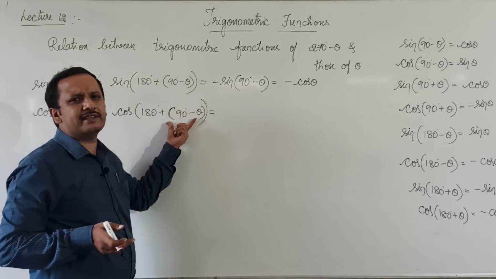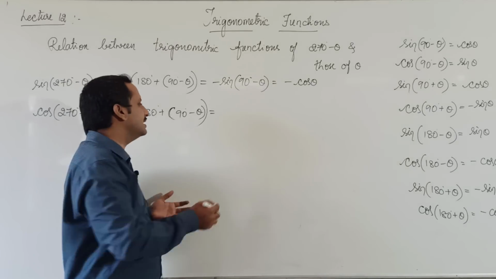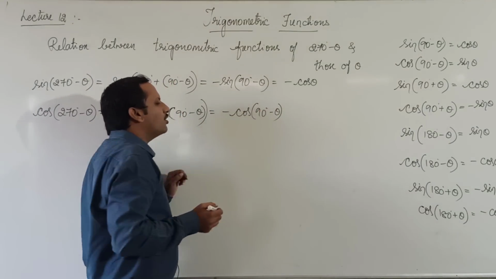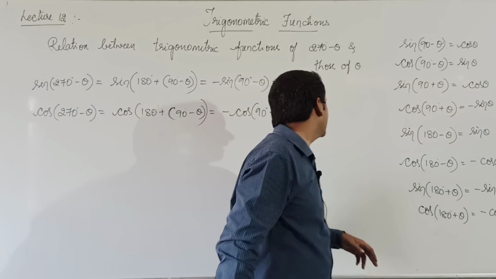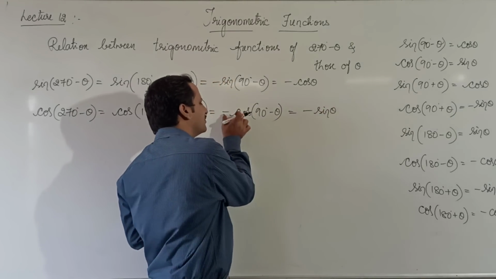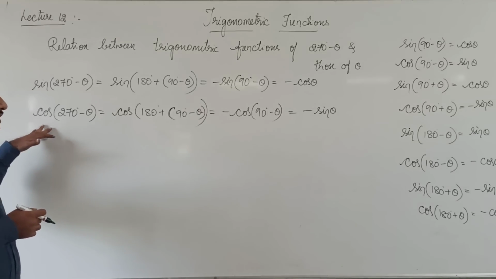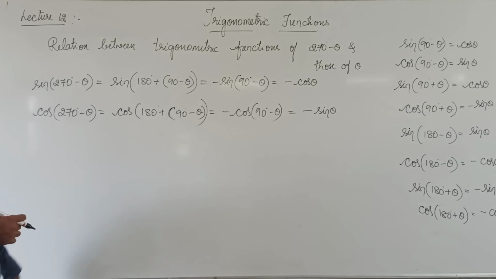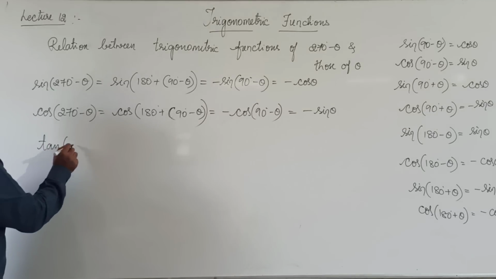Imagine the term within the bracket, 90 minus theta, as theta. So this looks like cos 180 plus theta, which is equal to minus cos theta, which will give you minus cos 90 minus theta. And cos 90 minus theta is nothing but sin theta, as you can see here. So this will give you minus sin theta. That minus is because of this minus. So with the help of that formula we got cos 270 degree minus theta as minus sin theta.